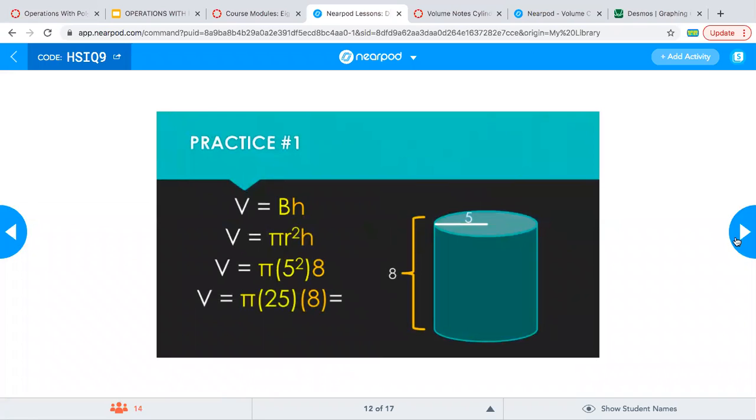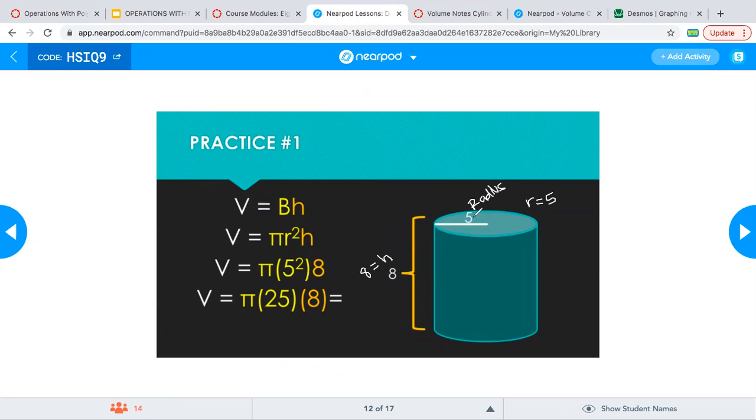So let's look at our first example. I'm extremely big on labeling. Always label. Always label. So here on this cylinder, what does the 5 represent? The radius. So 5 represents my radius, and on the side here, I would put r equals 5. When you label, you have fewer mistakes. What does the 8 represent? The height. Perfect. So 8 is my h, my height.